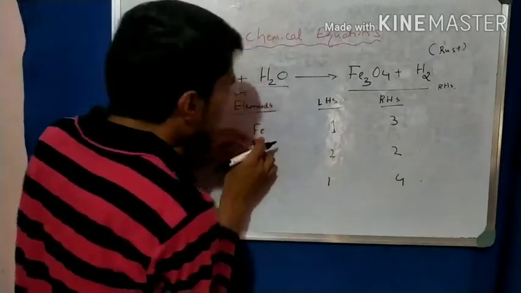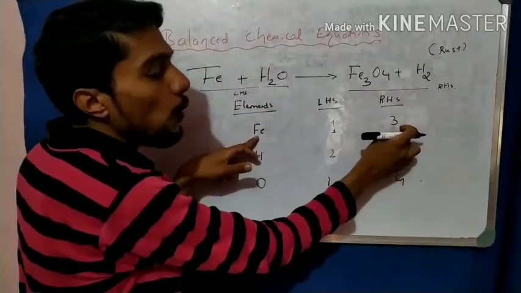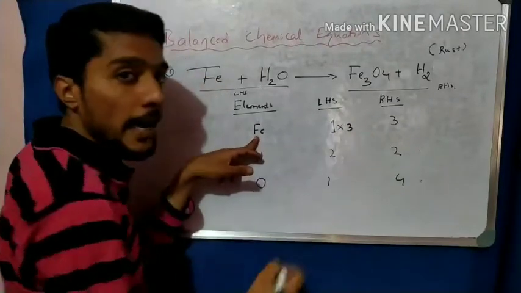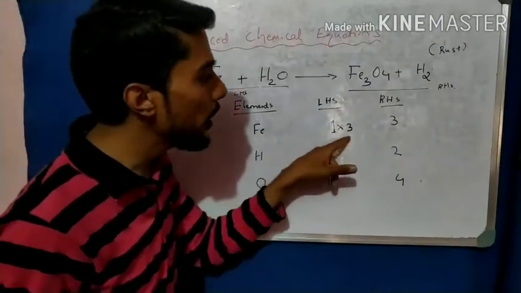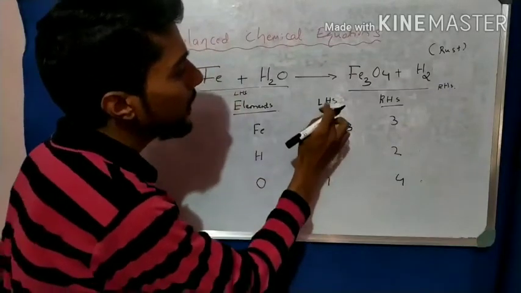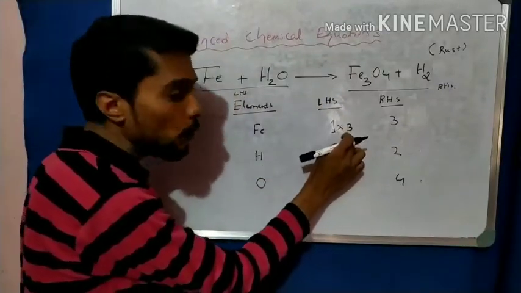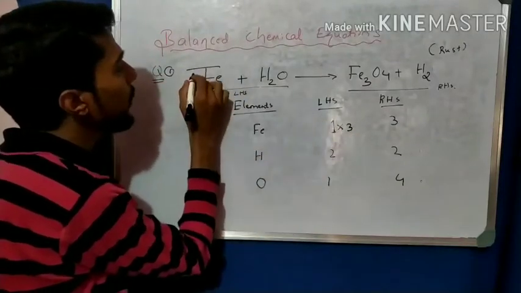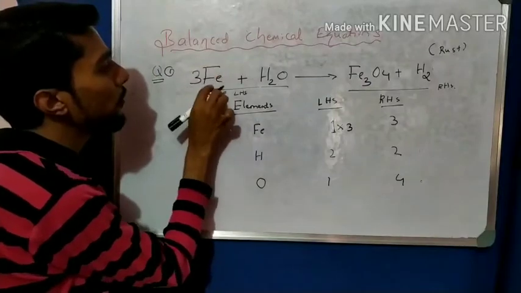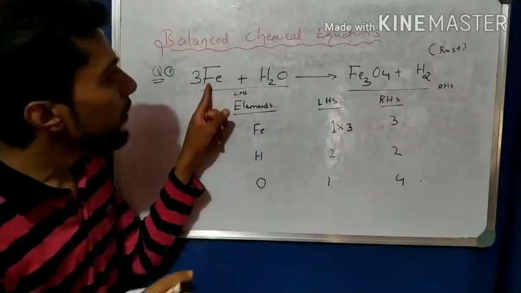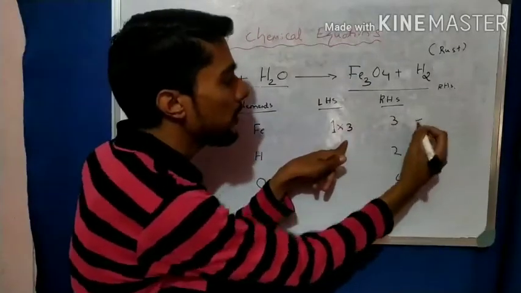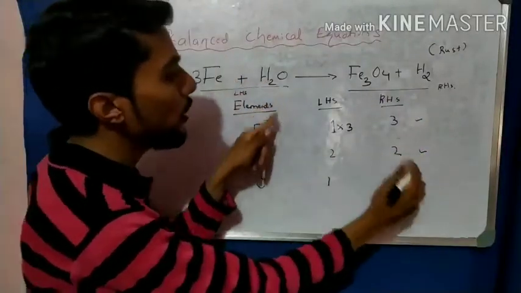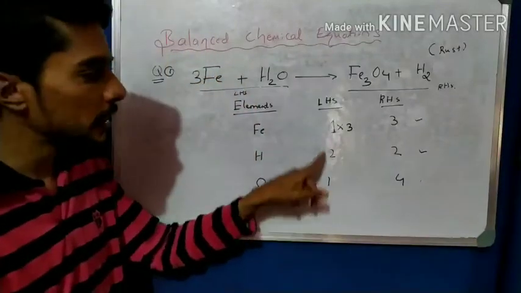So see, Fe is 1 and you need 3. We require 3, which means we have to multiply by 3, not add. Here it is multiplication. So 1 into 3 is 3. So on the LHS side we have to multiply 3 to the Fe. So we get 3 Fe. Now Fe3 is balanced. Next, hydrogen 2, balanced. Now oxygen 1 and 4 is not balanced.